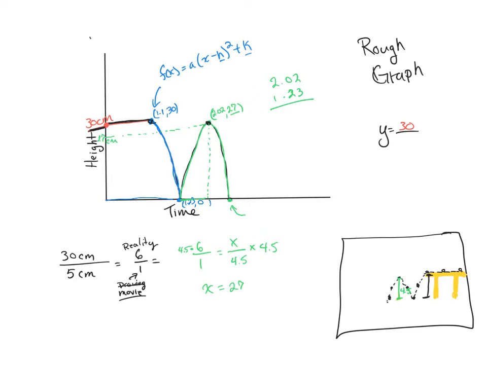So instead, we're going to go off of the fact that parabolas have to be symmetric. So this distance here has to be the exact same as this distance over here. So I'm just going to do some subtraction, and I'm going to get 0.79. And then I'm going to take that 0.79 and add it to my time here.